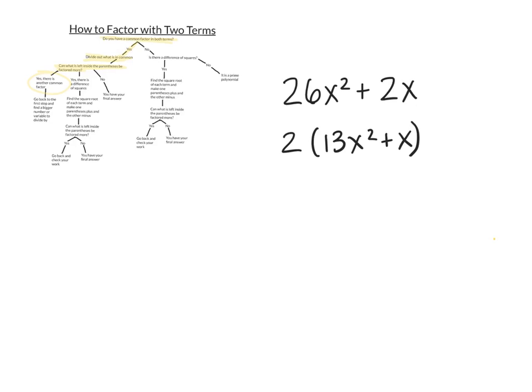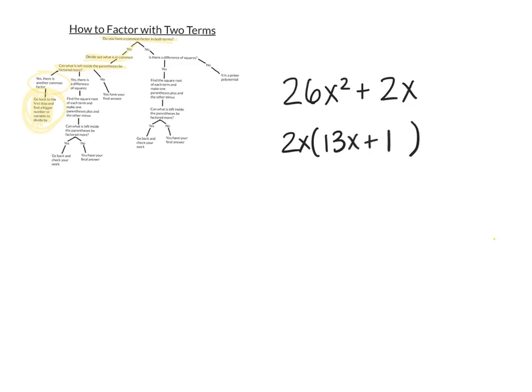So I'm going to need to then, continuing down, go back to the first step to find a bigger number or variable to divide by. So instead of just dividing by this 2 here, I should be dividing by 2x. So then that's going to change what's inside the parentheses. I'm going to be left with 13x and now plus 1.